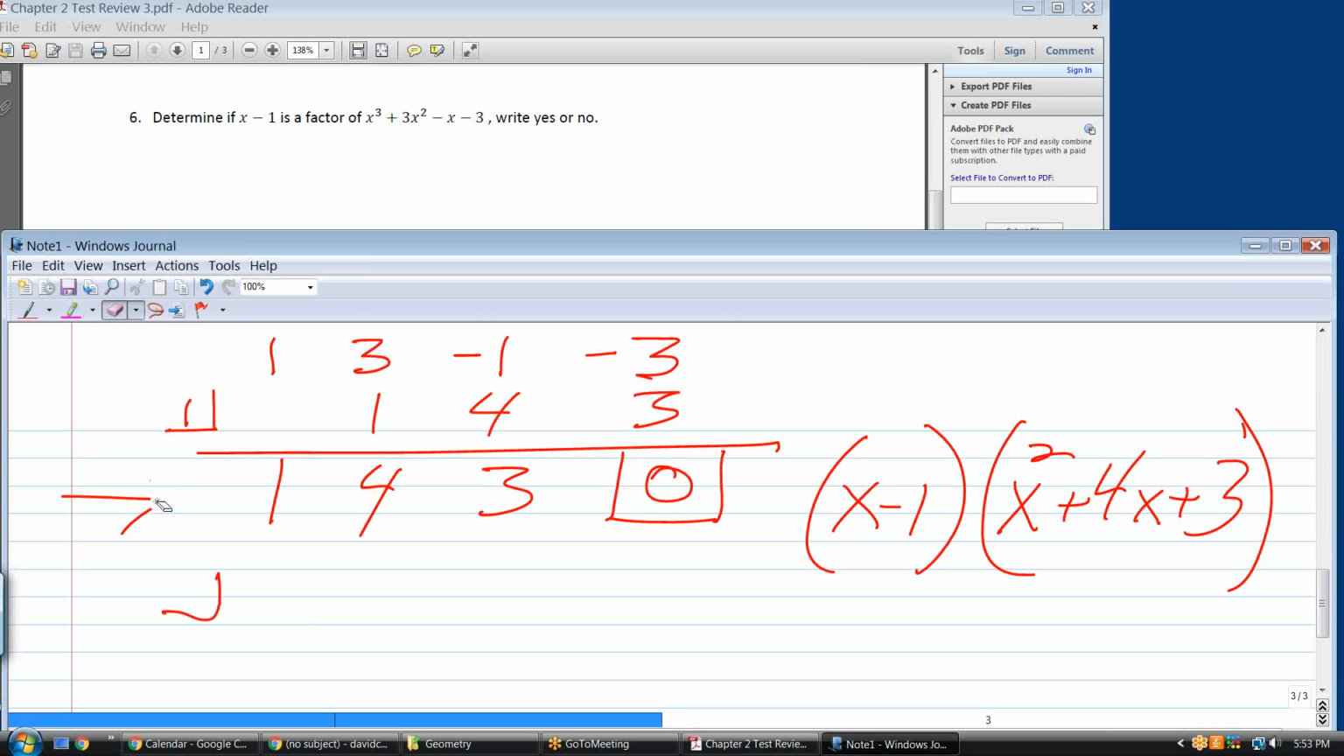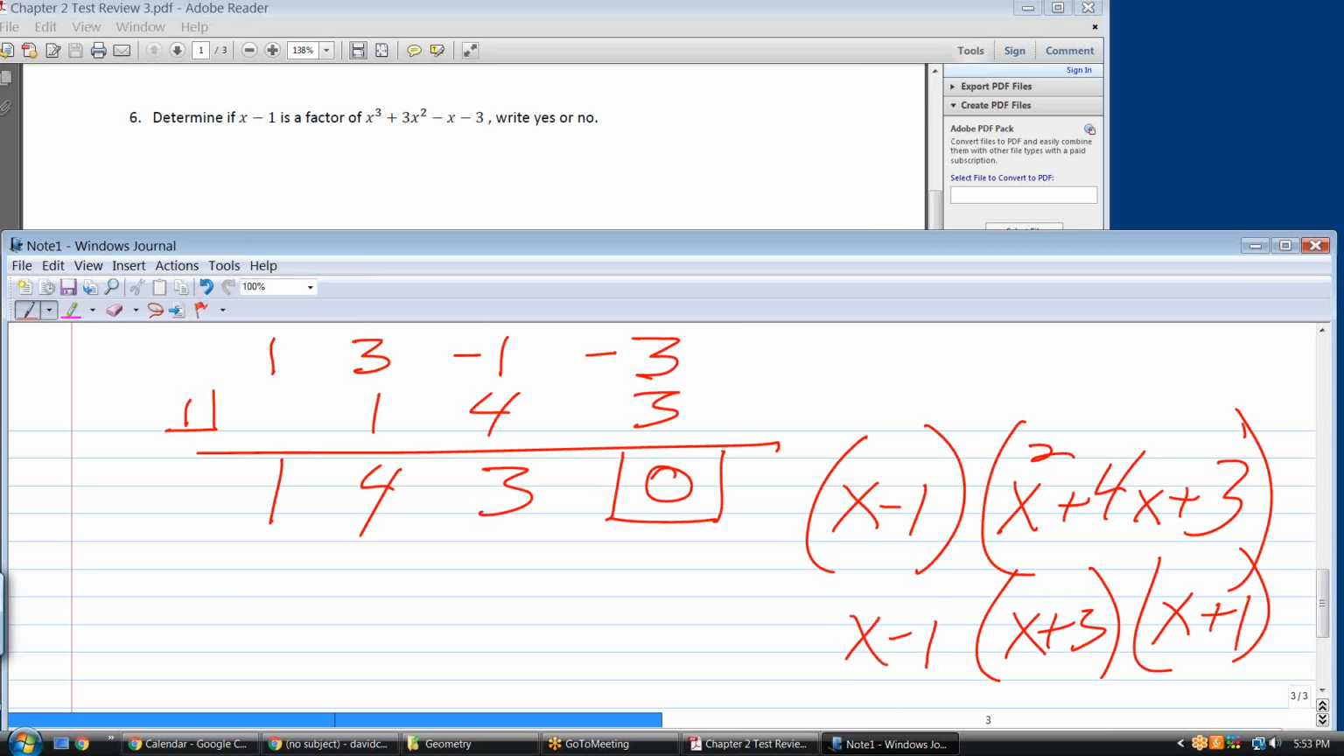In this case, we don't really need to do it because we can factor that thing. How's that factor? It would be x plus 3 and x plus 1. So what are our zeros? -1, -3, and 1.